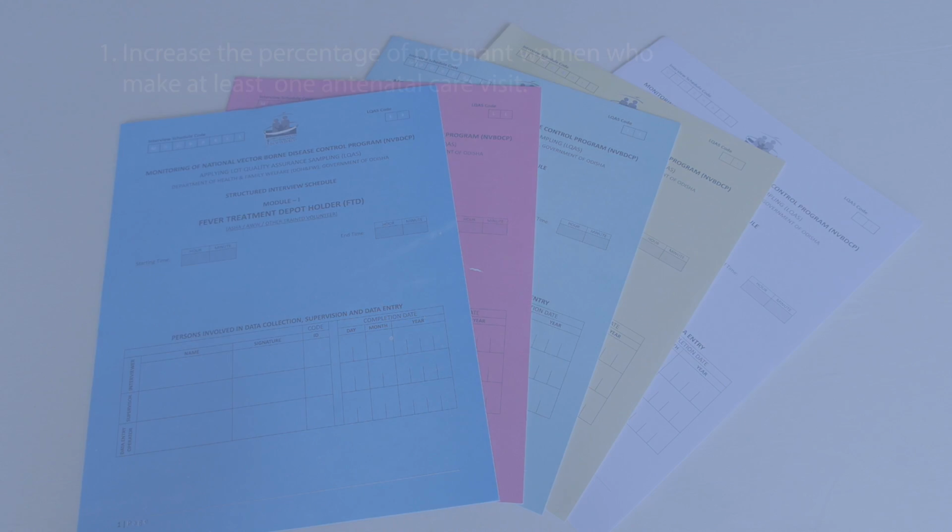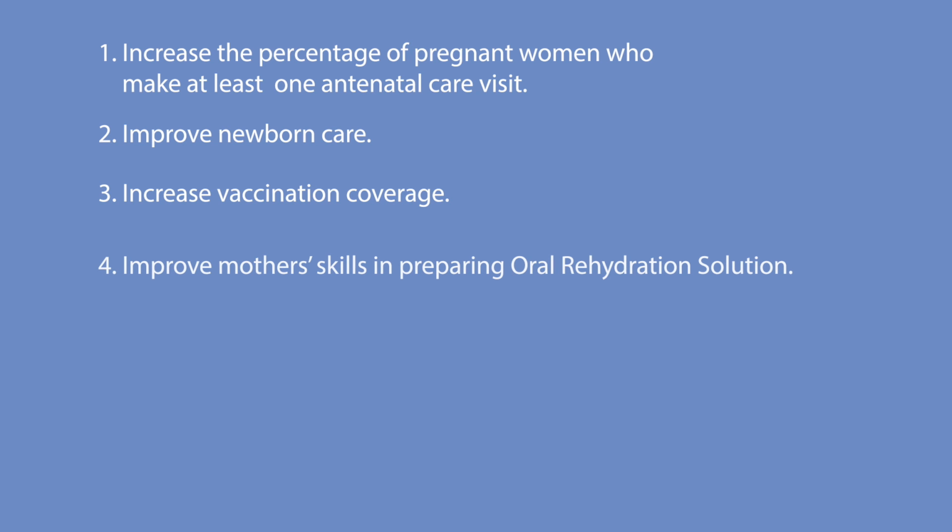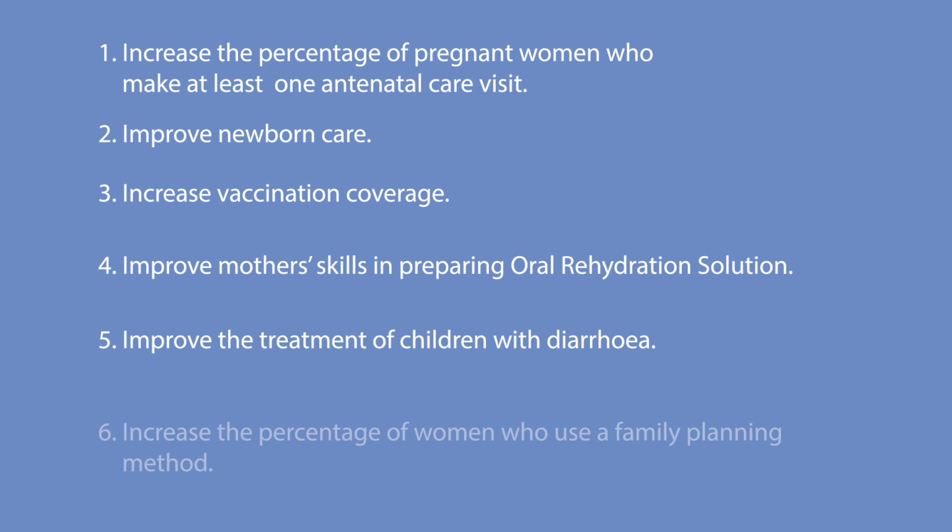Say you want to increase the percentage of pregnant women who make at least one antenatal care visit, improve newborn care, increase vaccination coverage, improve mothers' skills in preparing oral rehydration solution, improve the treatment of children with diarrhea, and increase the percentage of women who use the family planning method. You will need several different groups of respondents to make these assessments. Can you work out how many you would need?